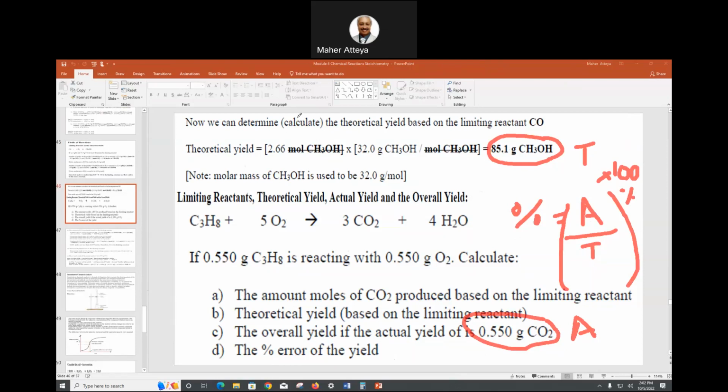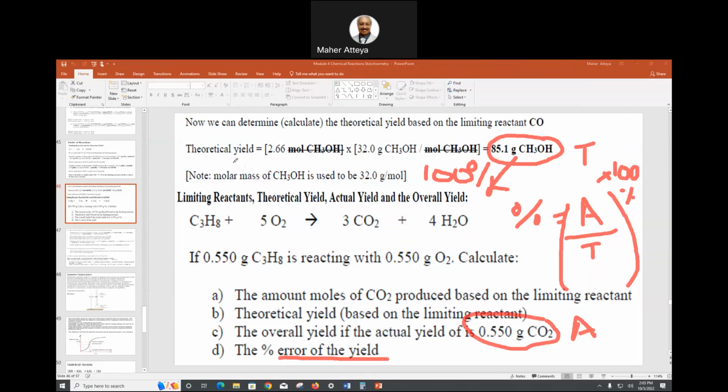Now I'll ask you one question. How about the percentage error? So you started with the theoretical value. This is your 100%, correct? But then you'll not get 100%. What is the percentage error? This is your 100%. But this is the actual one, which is less than 100%, correct? This is the overall percentage, actual over theoretical. So what is the error of the yield?